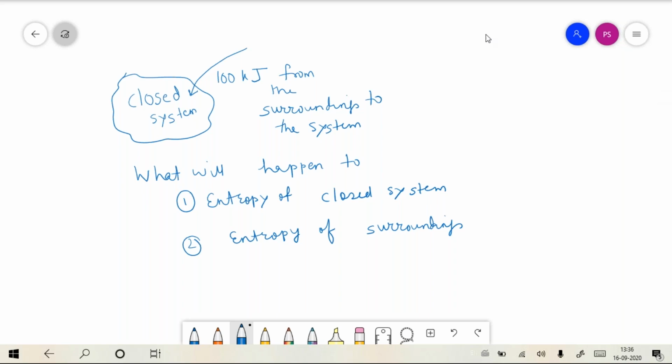The entropy of the closed system would increase. That is correct. But what would happen to the entropy of the surroundings? Rushali is not there. Rushali, Vivek, Yash More, Yashraj Chaudhary, Yugandhara. Yashraj Chaudhary is answering. Okay. What about others which I call? Atharva, you are right. Entropy of the surrounding would decrease is correct.